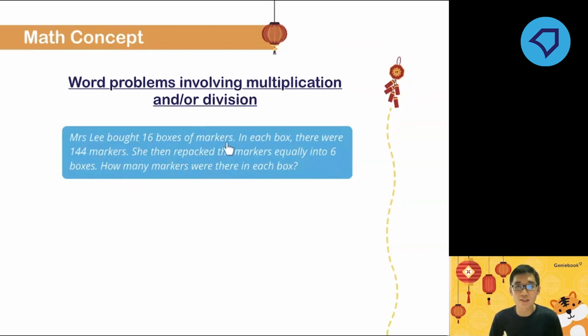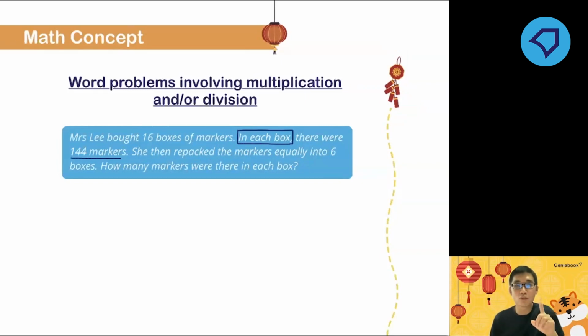All right, so there are several clues in this passage. Let's try to work out the answer by interpreting what each sentence actually meant. First of all, we know how many boxes of markers Mrs. Lee bought initially, and we know how many markers were in each box. So this is quite an important phrase: in each box, there were 144 markers. So based on just the first 2 sentences, what do you think I can calculate first?